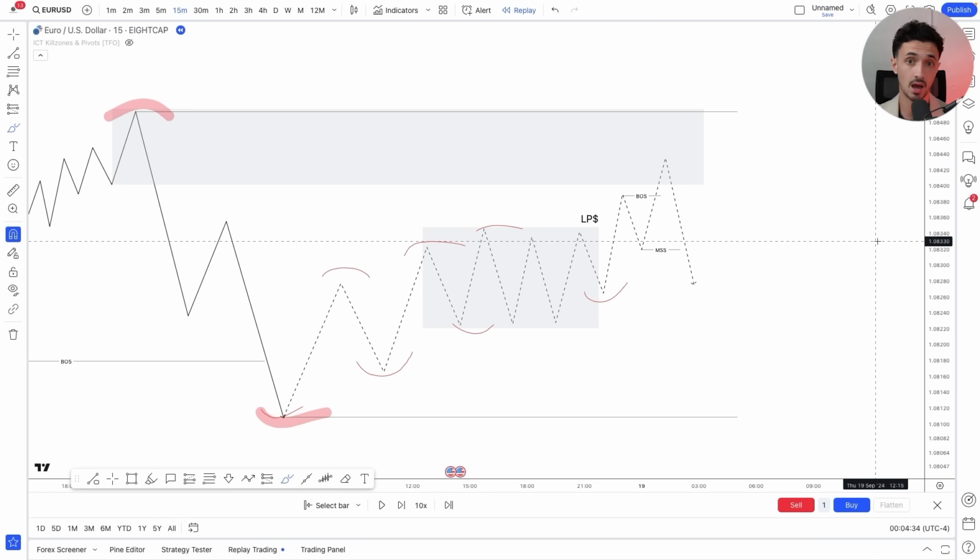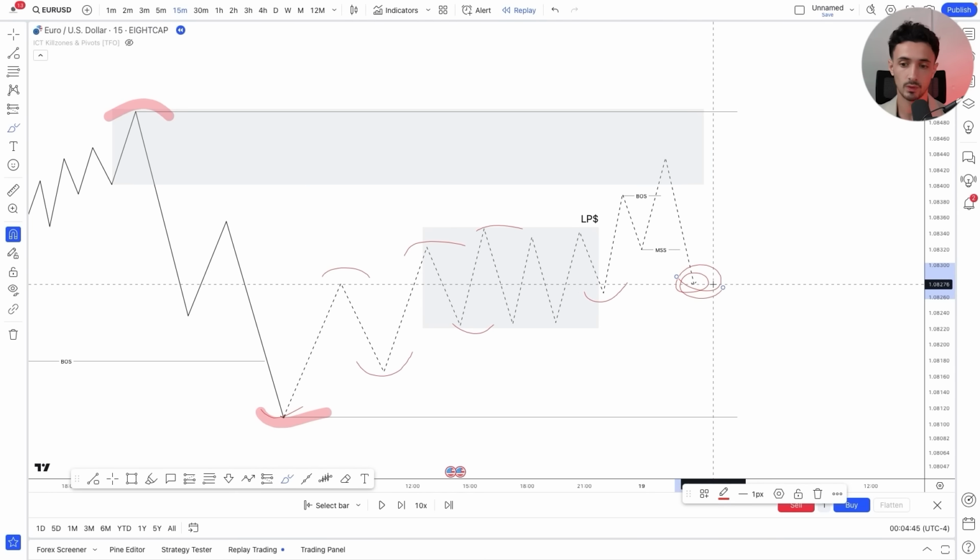If there's more supply than there is demand, then price will drop lower to collect the demand. If there's more demand than there is supply, then price will trade higher to collect the supply. It's that simple. So with that being said, we've just shown that we've had bullish price action shift to bearish price action on a lower time frame.